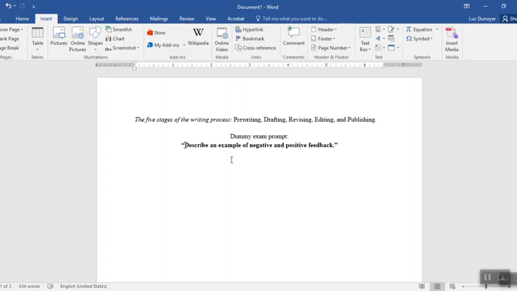So I use a dummy prompt in that example. Let's describe an example of negative and positive feedback here. And that was an essay before for one of my exams. It's not anymore. It's not going to be one in the future either. The point being, you take a prompt like that, and sometimes in an exam, you have 50 minutes to answer a bunch of questions in that essay question.